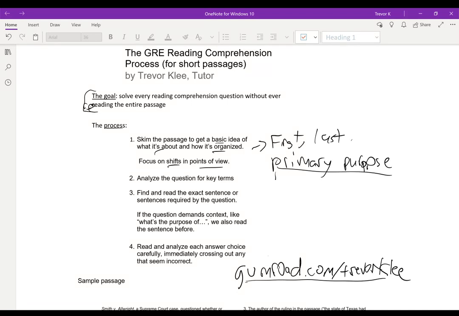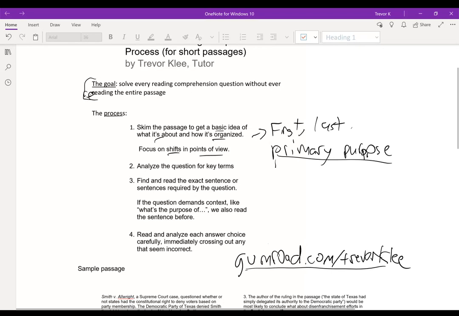All right. Second step, the process. So we've skimmed the passage. We get a basic idea of what it's about and how it's organized. Now we're going to analyze each question for key terms. So this is going to tell us what specifically we need to read in the passage. So if they say, what does the governor of Texas believe? We skim the passage and we find where it talks about the governor of Texas.